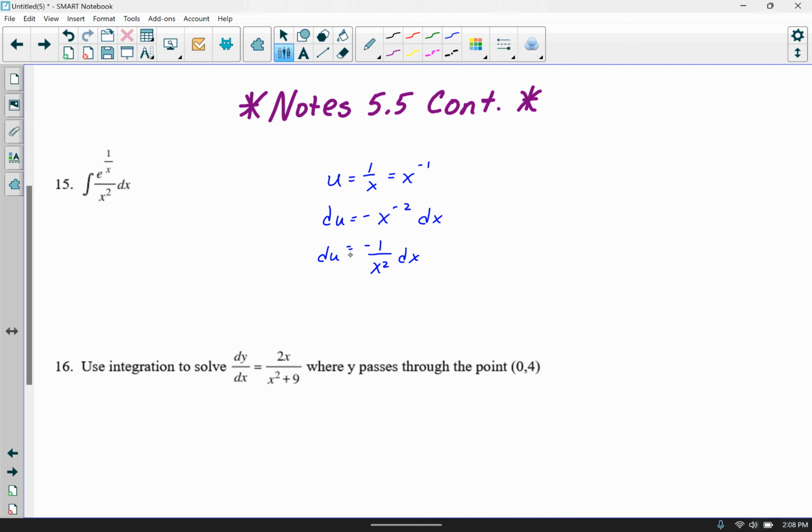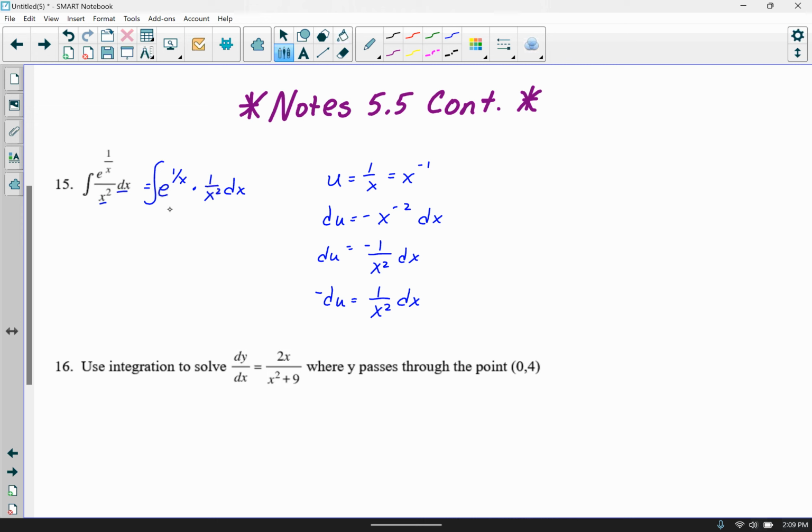There's my du. So you can see I have the x squared in the denominator, which is where I have this. The only thing I've created is an extra negative 1. So I could rewrite this as negative du equals 1 over x squared dx. Remember I had mentioned in class that if we wanted to manipulate this, we could say this is the same as e to the 1 over x times 1 over x squared dx, still in the integral.